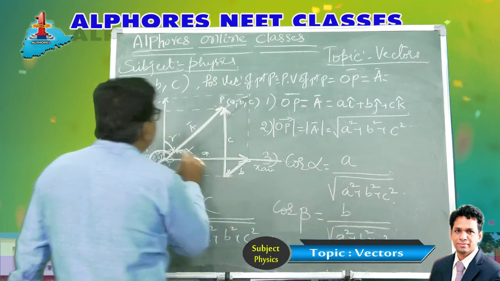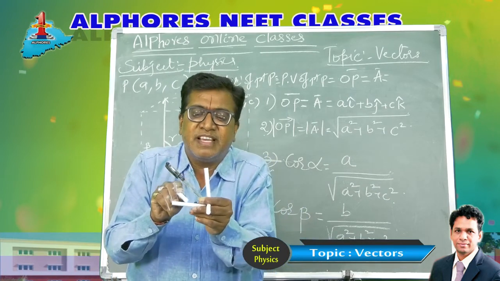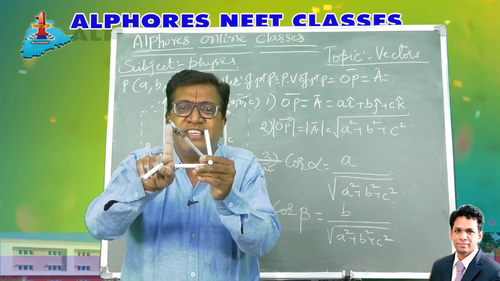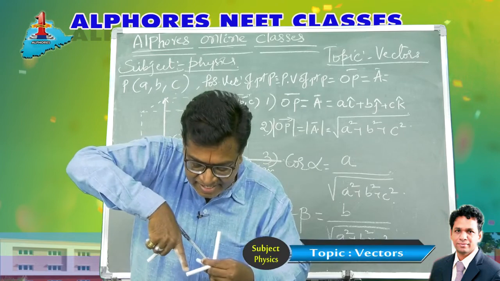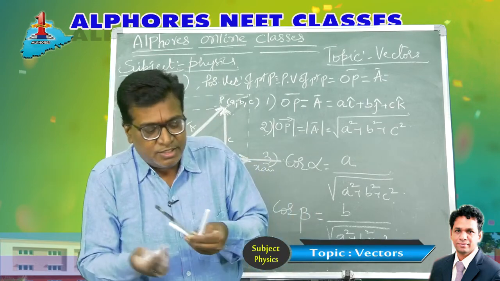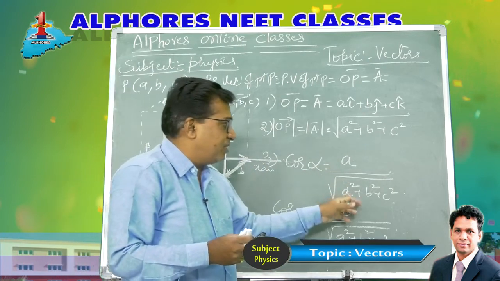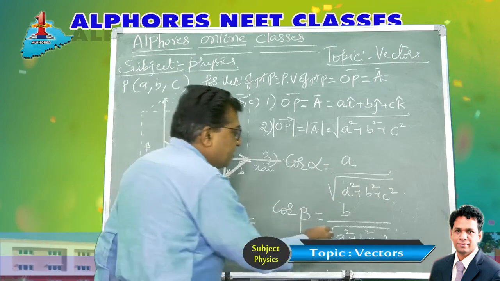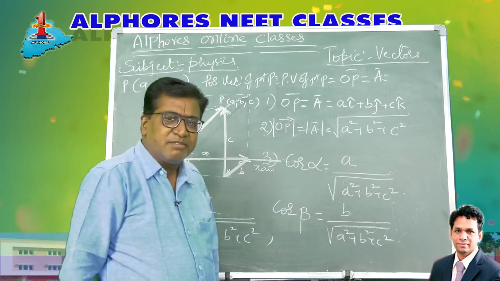So alpha, beta, gamma are the angles made by the vector with the positive x-axis, y-axis and z-axis. Positive x-axis is alpha, y-axis is beta, z-axis is gamma. So cos alpha is a by root of a square plus b square plus c square, cos beta is b by under root of a square plus b square plus c square, and cos gamma is c by under root of a square plus b square plus c square.